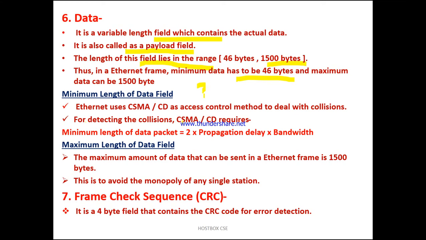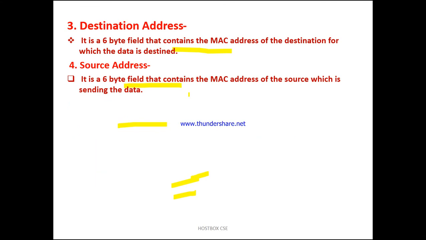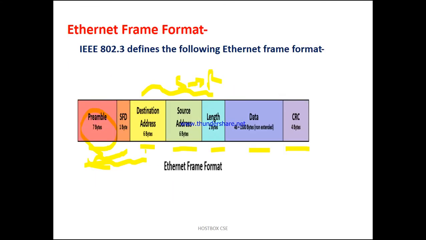For detecting the collision, CSMA/CD requires the following formula: minimum length of data packet equals 2 multiplied by propagation delay multiplied by bandwidth. So whenever there are problems in GATE or UGC, we can solve them once we understand this. Here the minimum length of the data field is just 46 only. If you consider the diagram, you can leave out the preamble and SFD and consider these 5 fields only. So 6 plus 6 is 12, 12 plus 2 is 14, and so on, like that we can count.